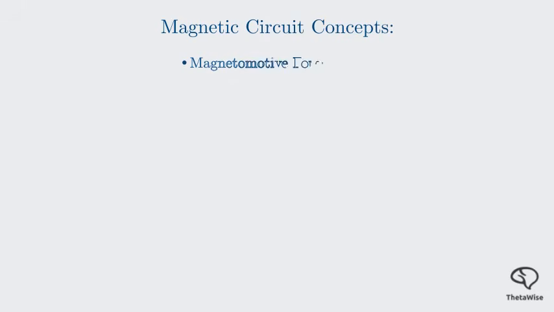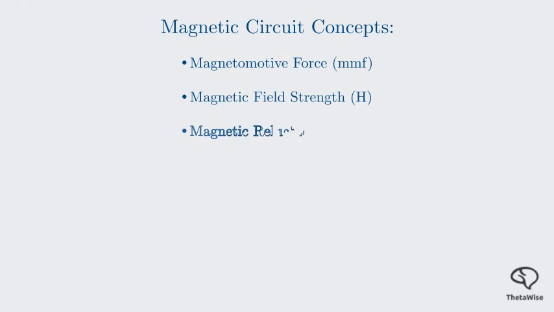Now let's explore 3 more key concepts that are central to understanding magnetic circuits, which are analogous to electric circuits. We will define magnetomotive force, magnetic field strength, and magnetic reluctance. You'll notice these have direct parallels to electromotive force, electric field strength, and electric resistance.